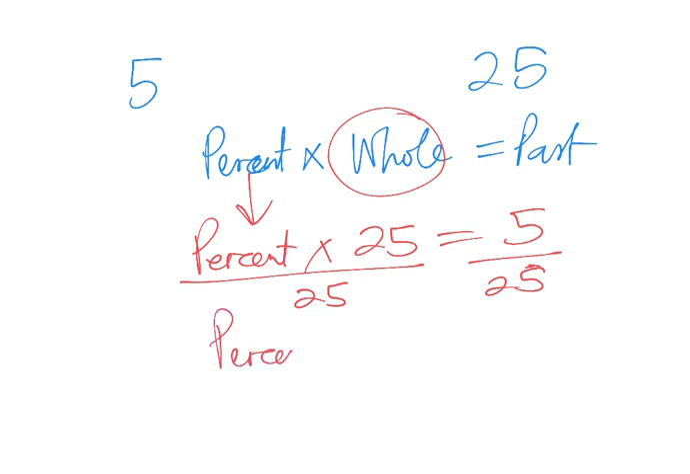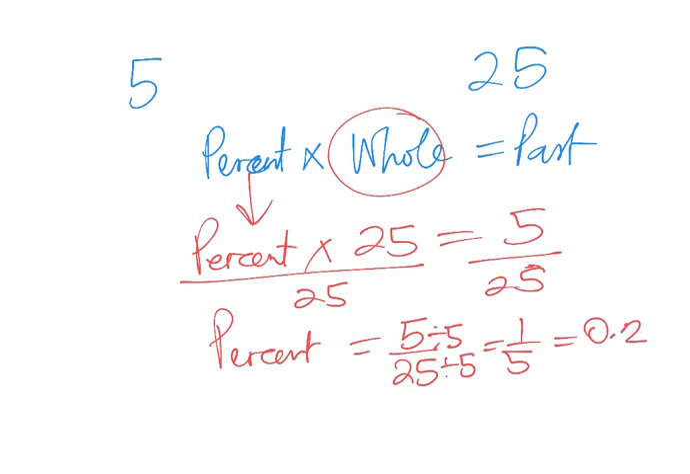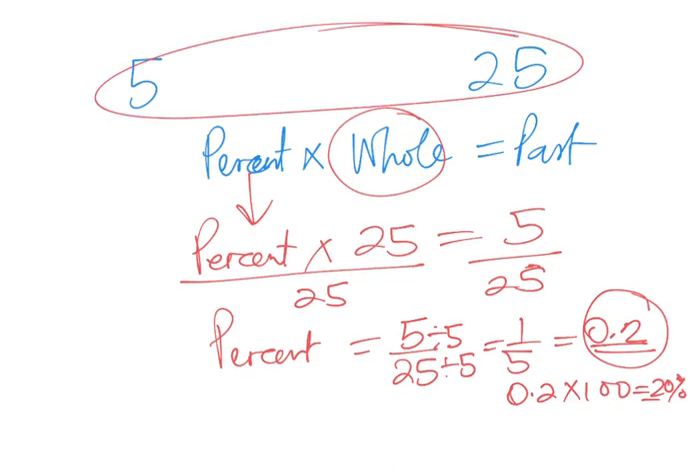So the percent is, first as a simplified fraction, 5 over 25. We can divide this by 5 and this by 5, so we get 1 over 5. Now that can be written as a decimal as 0.2. So the decimal value is 0.2. The percent is actually 0.2 times 100, which is 20%. So 20% is the answer to this problem. 5 is 20% of 25.